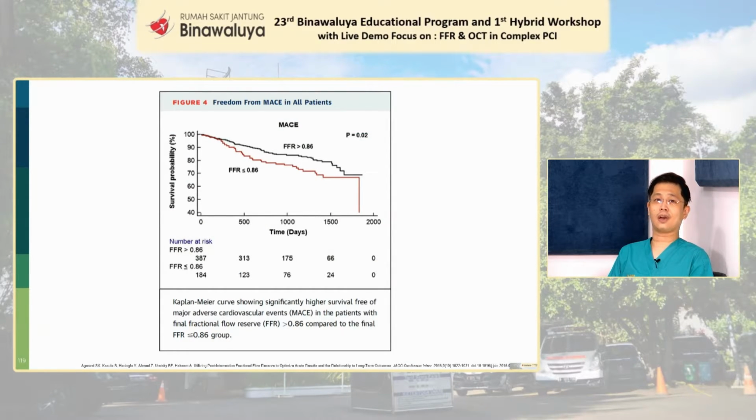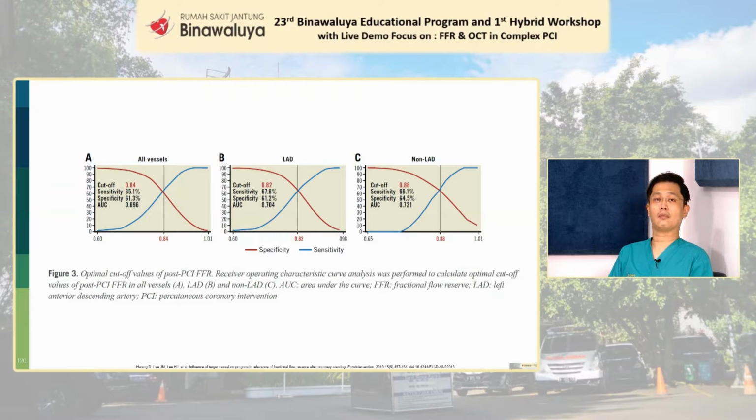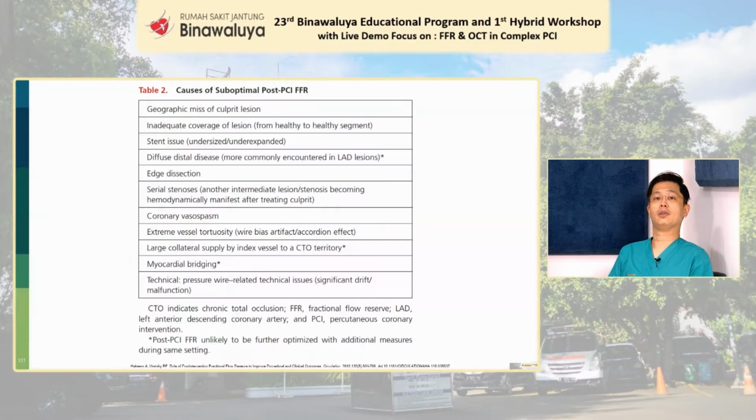There have been different targets. Some have actually used 0.86 as what should be achieved. And some studies have also reported a slight difference in terms of target, depending on whether it is a LAD or non-LAD. But generally, I feel this table is extremely important for everyone to take note of, which would be the causes of suboptimal post-PCI FFR.